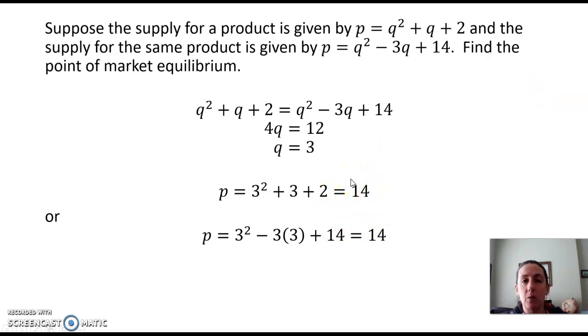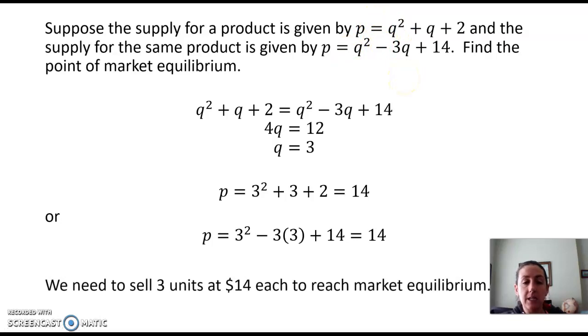That's because this is the point where they're equal, so they should give you the same y value. So it doesn't actually matter if you plug back into the supply or the demand. You don't have to do both. So we will need to sell 3 units at $14 each to reach our market equilibrium.